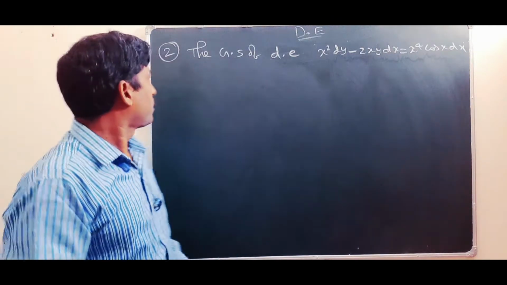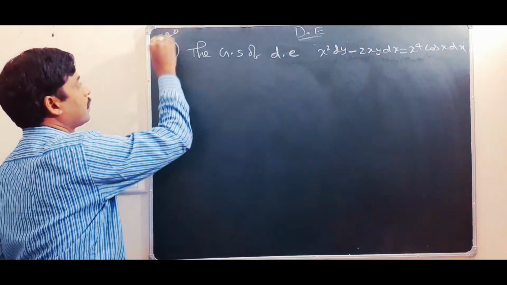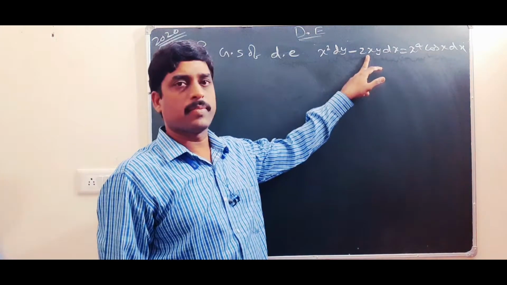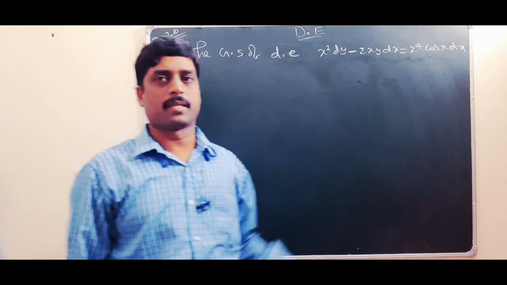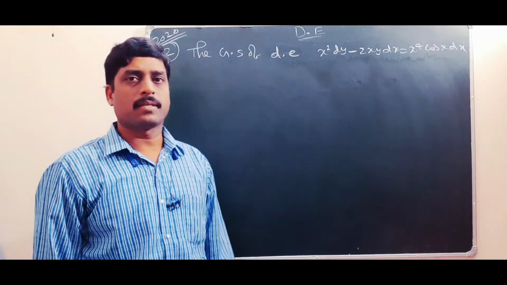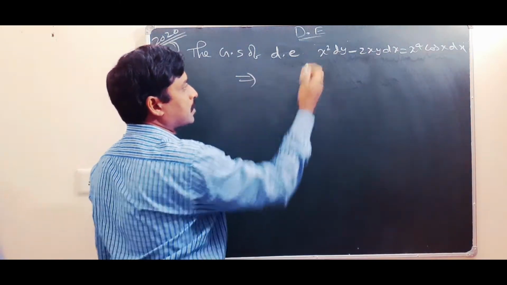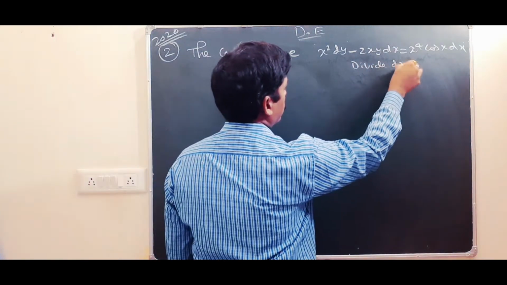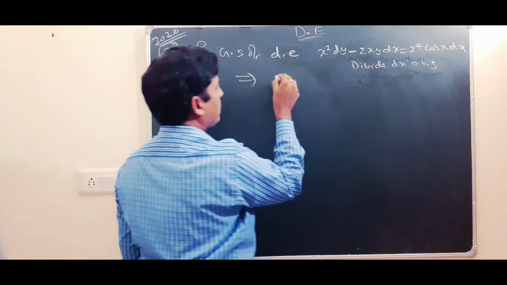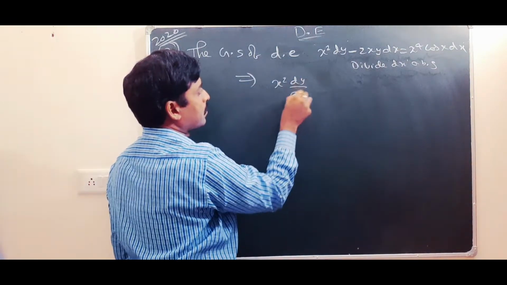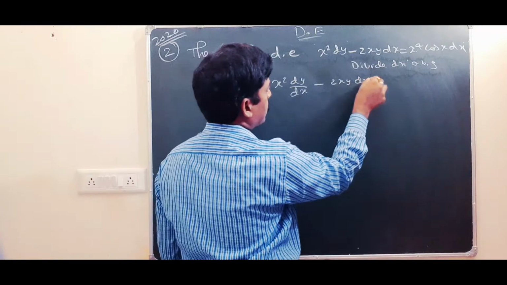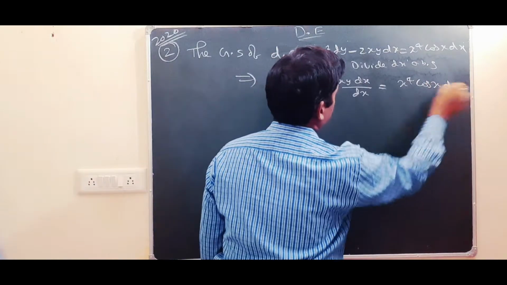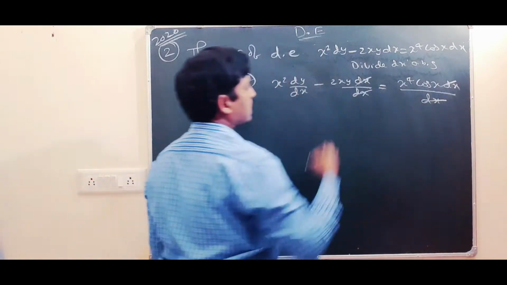Let us go to the next problem. This is from the 2020 question. The general solution of the differential equation x square dy minus 2xy dx equal to x to the power 4 cos x dx. So divide dx on both sides. First, convert this into linear differential equation form. It will be x square dy by dx minus 2xy dx by dx equal to x to the power 4 cos x dx by dx. So in this, dx gets cancelled.